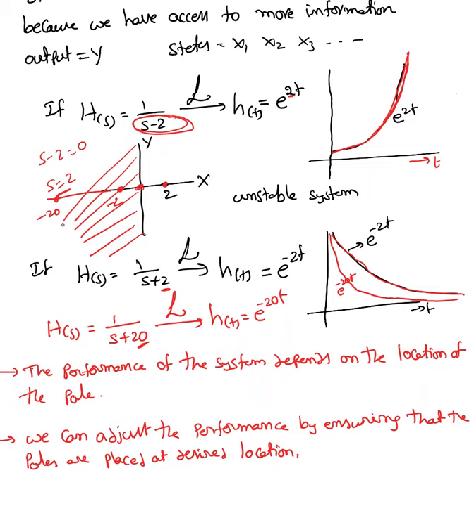Those are the poles. As I mentioned, if a pole is far away from the origin, that will stabilize faster, and we can adjust the performance by ensuring that poles are placed at a desired location. So you can design a system by choosing, okay, I want a pole at minus 20 or minus 15, based on how much time you have to settle down.